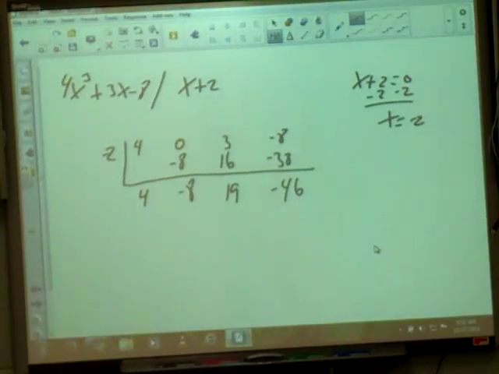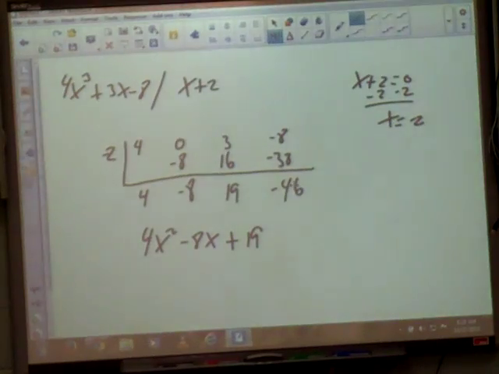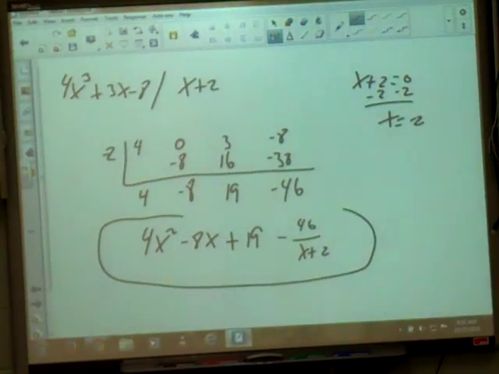So you're done. All you got to do now is write your answer. The problem started off as a 4x cubed, which means my first number is 1 power less than that. So my 4 is a 4x squared, and then they just go downhill. Minus 8x to the first, my constant of 19, and the last thing is always my remainder over what I divided by. It's the exact same answer, isn't it?